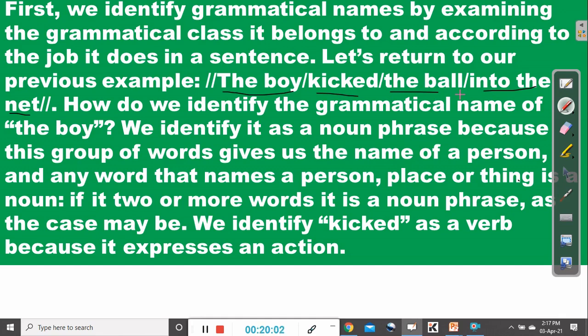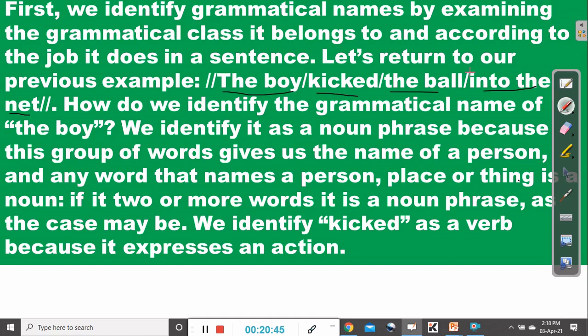When did the boy kick the ball? We can say during the match, or in the World Cup. Where did he kick the ball? Into the net. And a whole lot of questions. How did he kick the ball? The boy kicked the ball hard into the net, or beautifully. Probably he kicked the ball beautifully into the net or something like that.